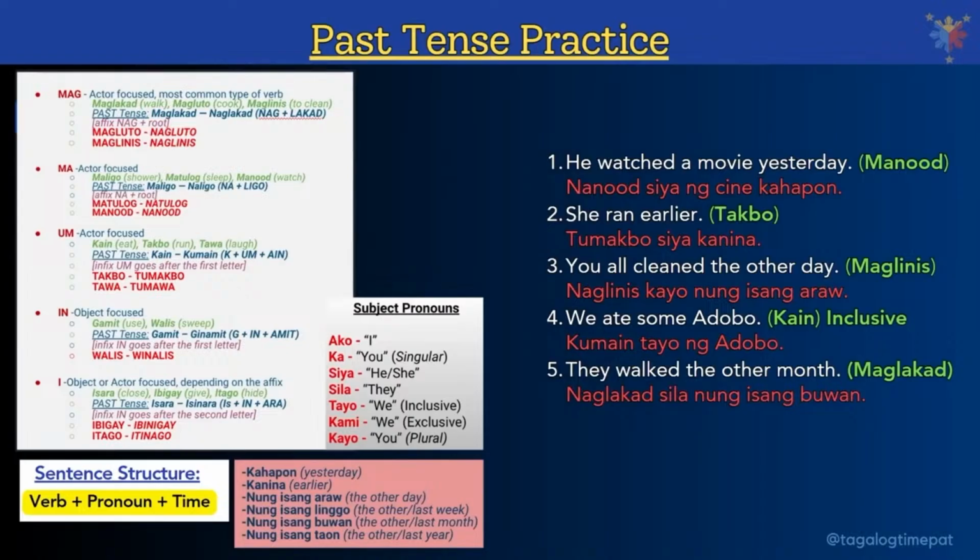And then number 5, they walked the other month. Maglakad means to walk. That would be naglakad sila nung isang buwan. They walked the other month. Naglakad sila nung isang buwan.